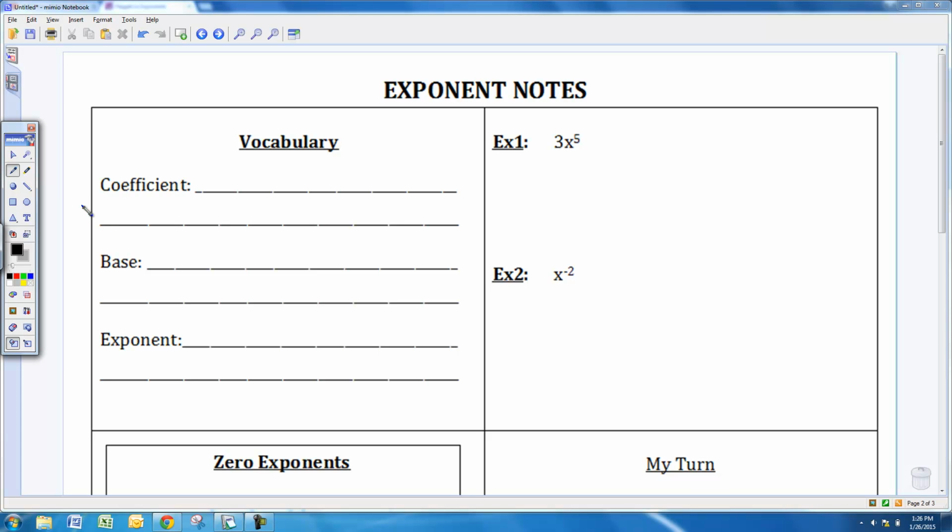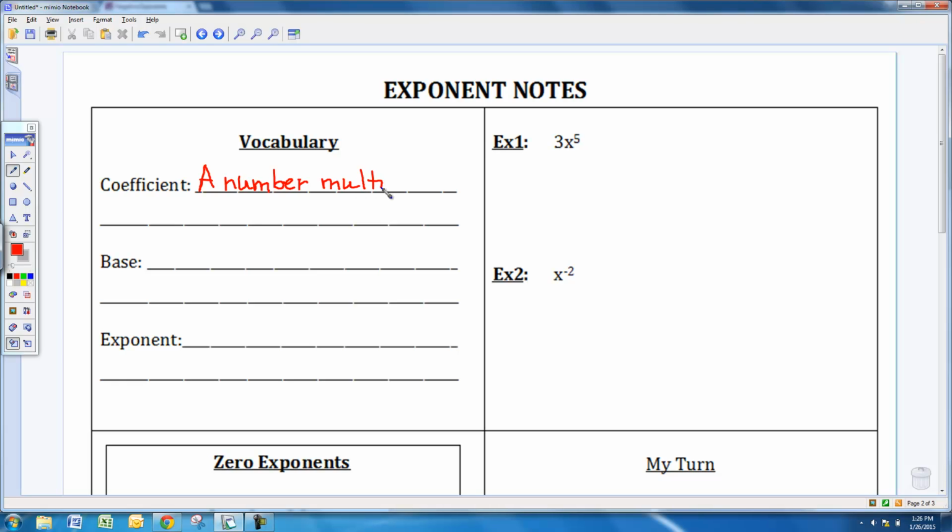Let's begin with some vocabulary. First of all, a coefficient. A coefficient is a number multiplied by a variable.